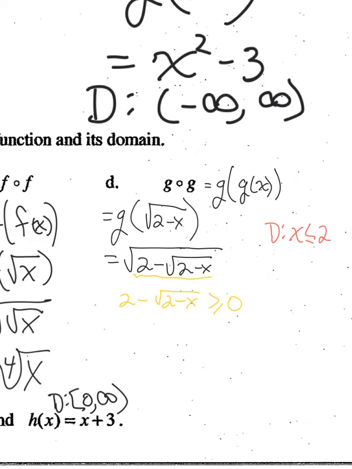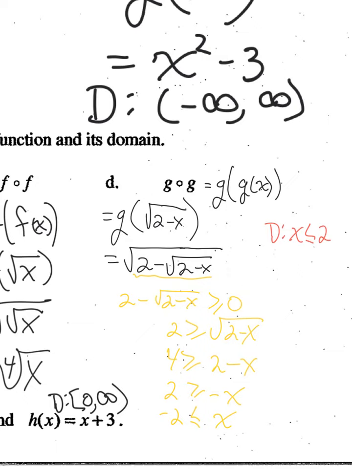So let's add the square root of 2 minus x to both sides. Let's square both sides. Ooh, let's subtract 2 from both sides. And let's not make silly signs with negatives. If I multiply both sides by -1, I get -2, reverse the inequality, less than or equal to x.